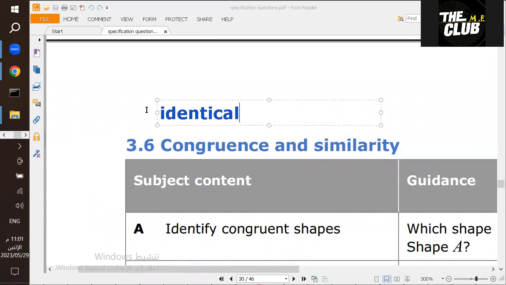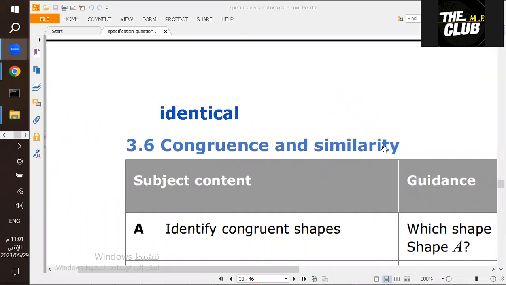It means exactly the same. When I say these shapes are congruent, explain if they are identical or not. That's the meaning of congruent. But similar means they are the same, but one of them is an enlargement of the other. That's the difference between congruence and similarity. Congruence: identical. Similarity: the same, but one is an enlargement of the other.